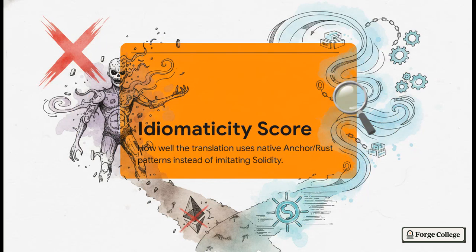That brings us to our second axis, idiomaticity, also graded 0 to 5. Idiomaticity measures whether you've built a native Solana masterpiece. Are you correctly using program-derived addresses? Are you leveraging declarative account constraints? Or did you just blindly force EVM logic into Rust syntax, effectively treating Solana like it's just a faster Ethereum?